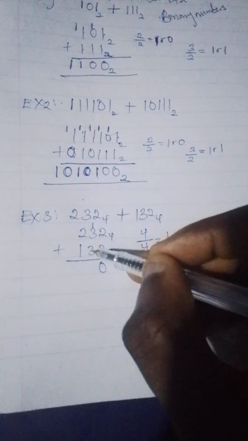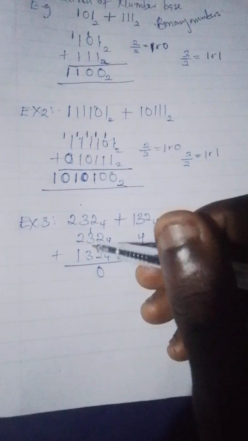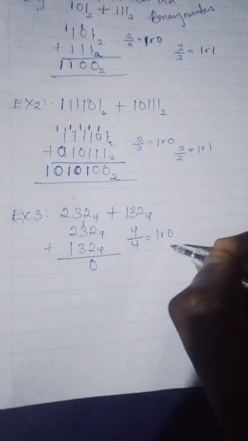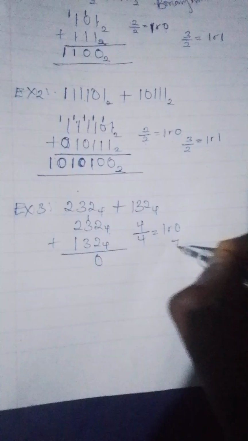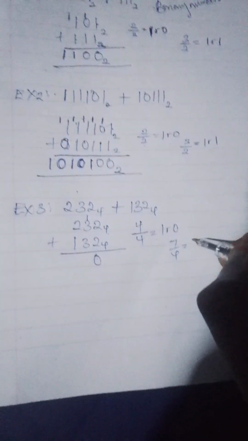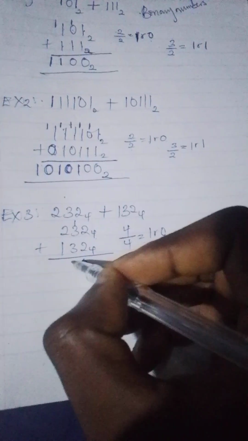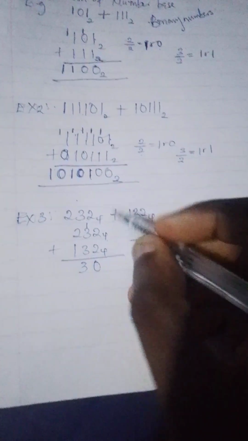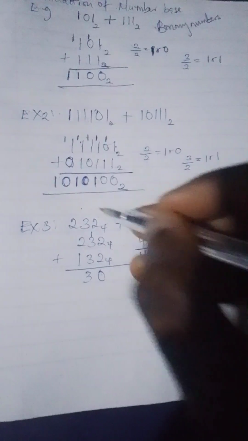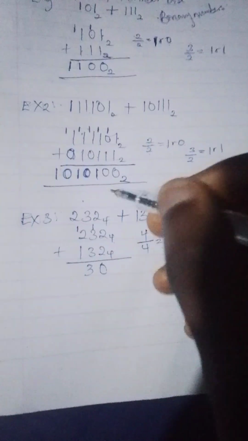So 1 plus 3 plus 3 is 7. So 7 is far greater than the base. So I will divide by 4 again, which is going to be 1 remainder 3. Now the remainder 3, I will write it, and 3 is also less than the base. So 3, then what is left? 1, which is the quotient.